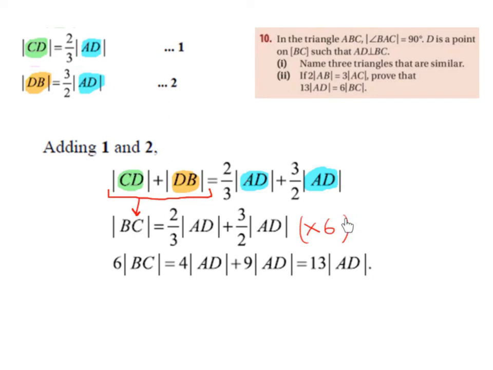Next we're going to multiply across by 6 to get 6 BC, and 2 over 3 times 6 is 4, so 4 AD, and 3 over 2 times 6 gives us 9, so 9 AD, and 4 plus 9 is 13 AD. So we get 6 BC is equal to 13 AD, and that's what we were asked to prove.